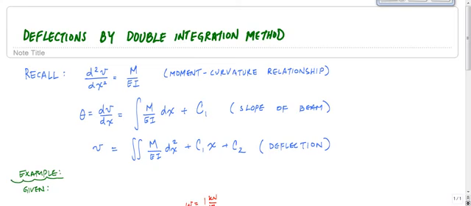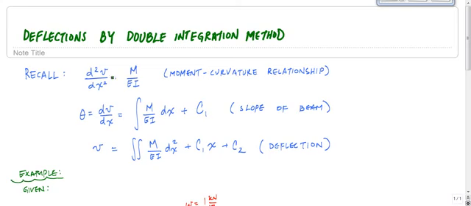Today, what we're going to do is some deflection calculations by the double integration method. To recall, the double integration method starts from the moment curvature relationship, and so many derivations start from it: Euler buckling, beam bending, and so on.